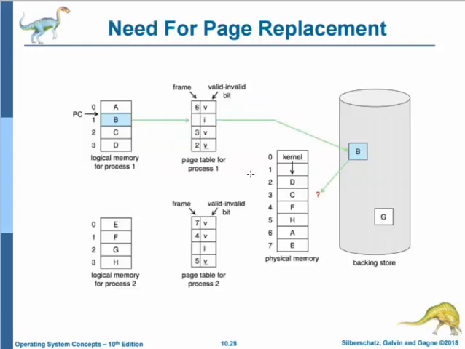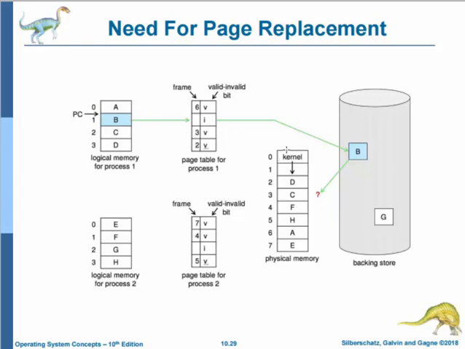So, for example, in this particular illustration, we can see that there is a need for page replacement. How do we know that there is a need for page replacement? The fact that there are no free frames, for example, this is depicted by this question mark symbol that you can see from here.